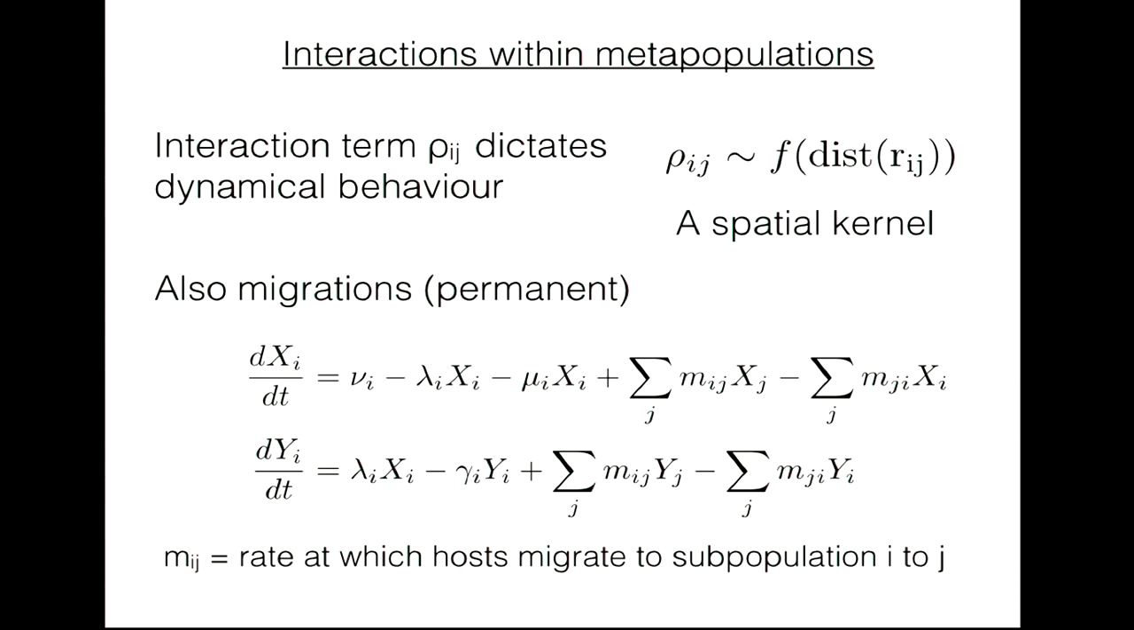You can also account for migrations, or permanent migrations, as people moving permanently from population 2 to population 1. So these terms, the MIJs for example, are the rates at which hosts migrate to population I from J. Okay, so that's what MIJ is, so J to I. These are again the sort of equations that you would write, which are standard gain and loss terms, by which population I gains at the expense of population J due to in-migration from J. So that's a term here. XJ is the population in J, and MIJ is the migration term that says I lose from J and I add that term to I. And these are again equations for the susceptibles in I and infecteds in I, and we must write down equations like this for each of the populations that we have.